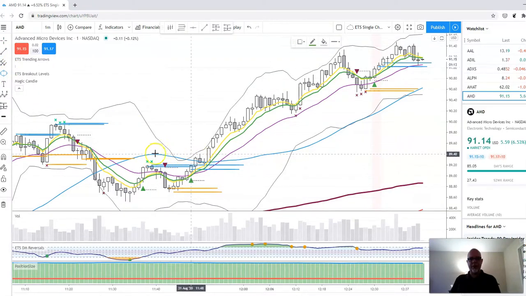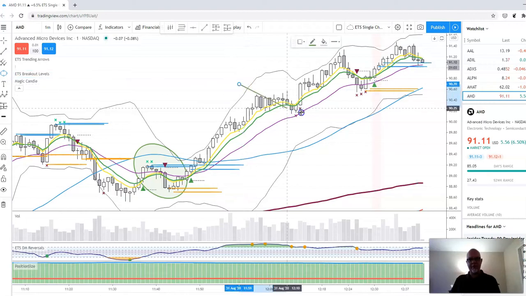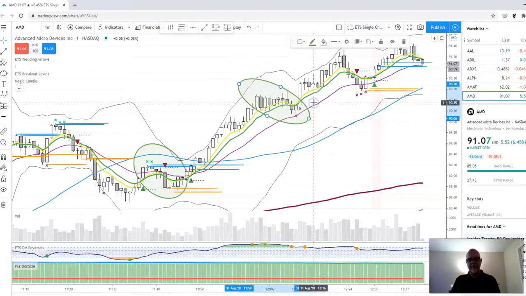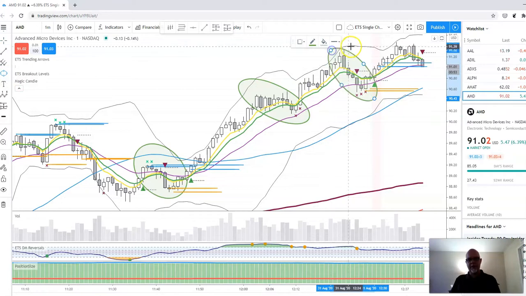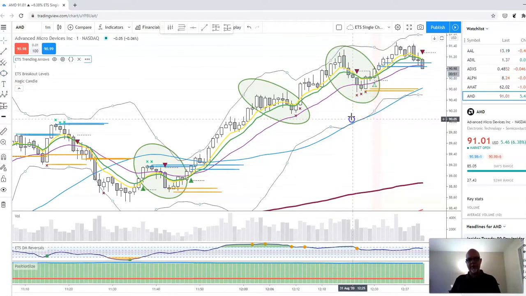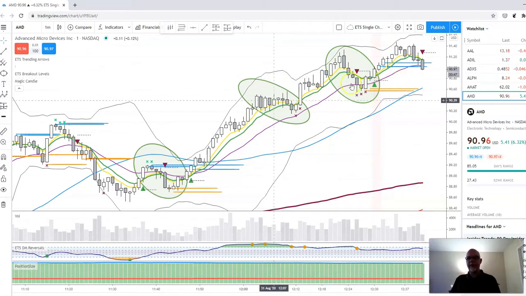So we have a correction over here, and we have another one over here, and we have another one over here, right? And we have one that's currently on the way. So there, as we can see, it is in fact breaking down.